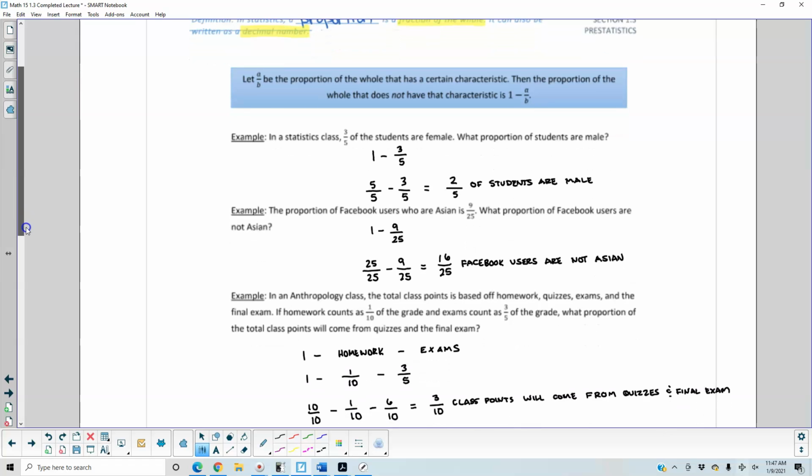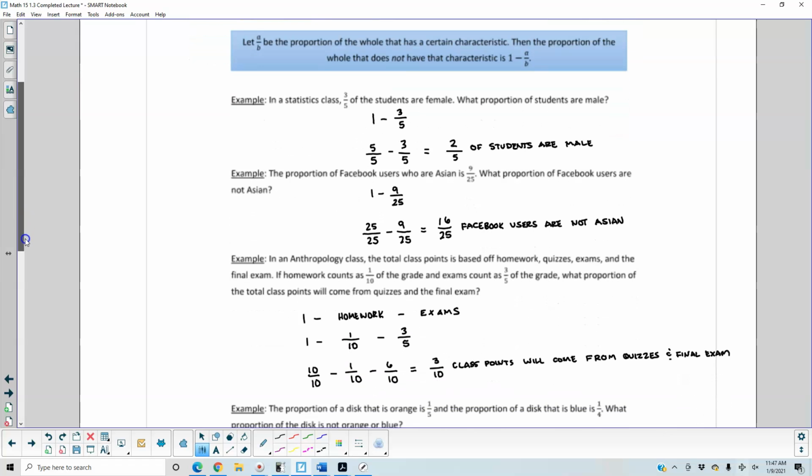Another example, in an anthropology class, the total class points is based off of homework, quizzes, exams, and the final exam. If homework counts as 1/10 of the grade and exams count as 3/5 of the grade, what proportion of the total class points will come from quizzes and the final exam? Well, we're going to take 1 as a whole, and we're going to subtract the fraction for homework, and then subtract the fraction for exams since that's what's given. So we're going to take 1 minus 1/10 minus 3/5.